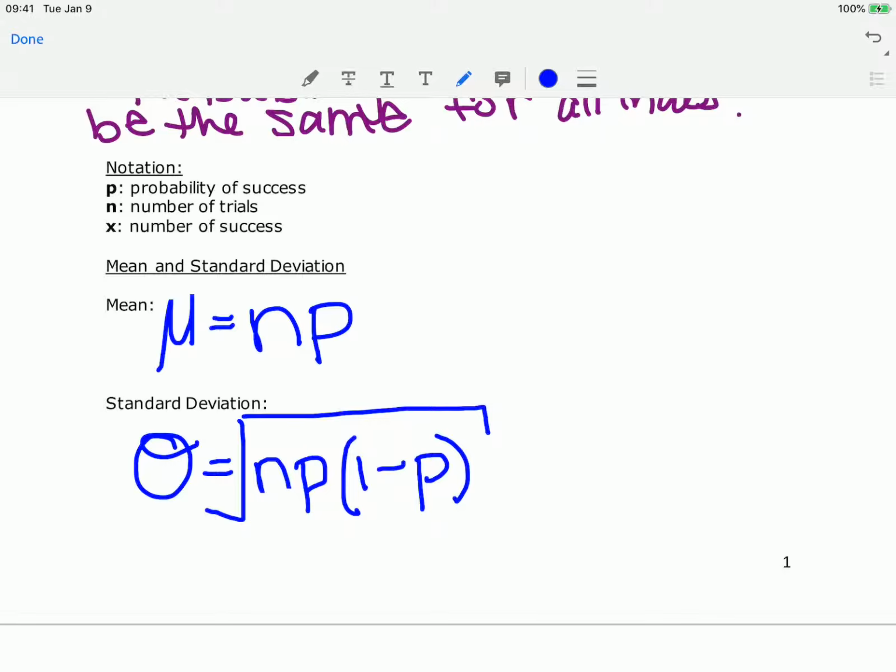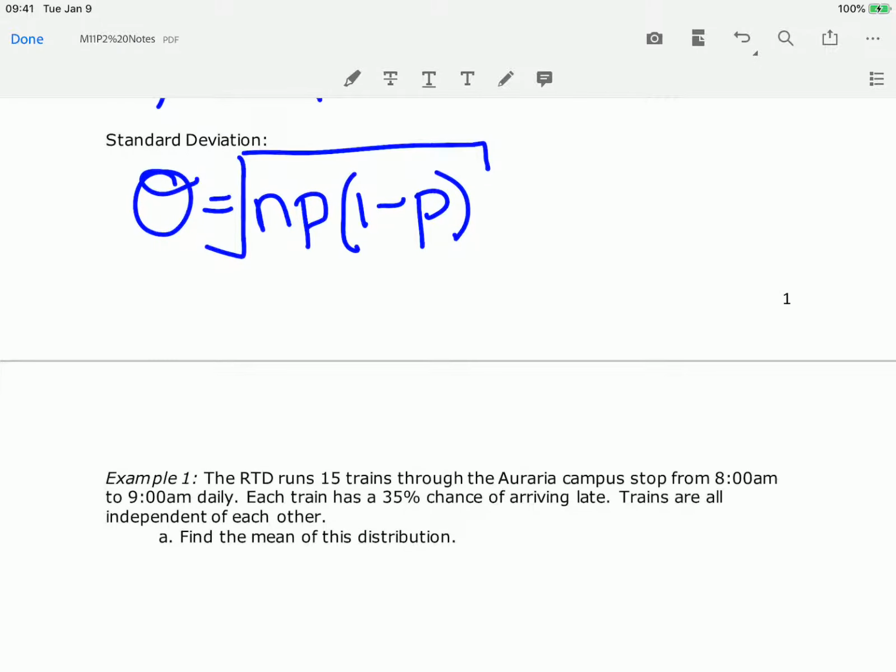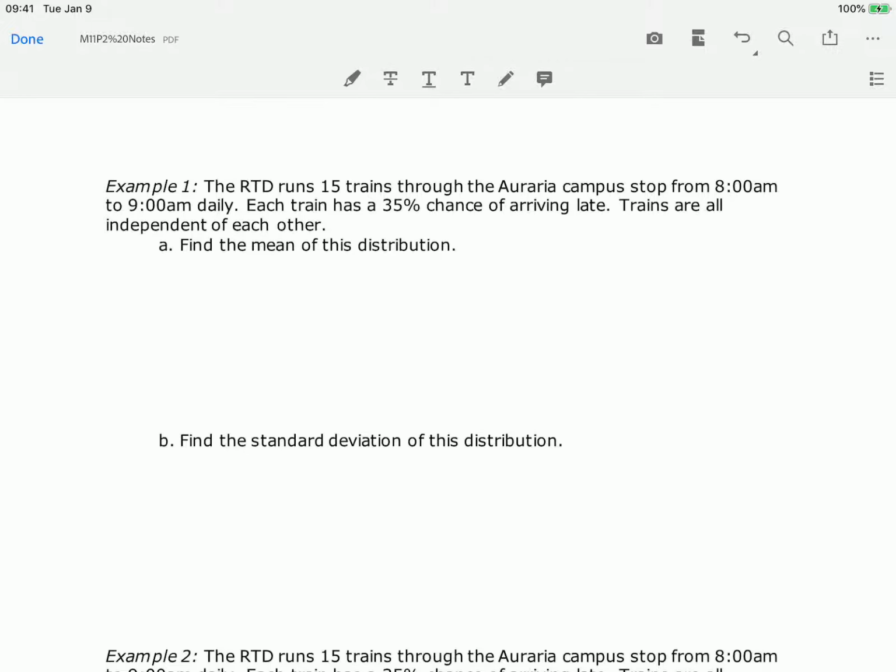And that's it. Those formulas are much simpler than what we saw in the previous section. Okay, so let's go ahead and get into an example. Oh, well, we're going to do the mean and standard deviation first. Still looking at an example though.